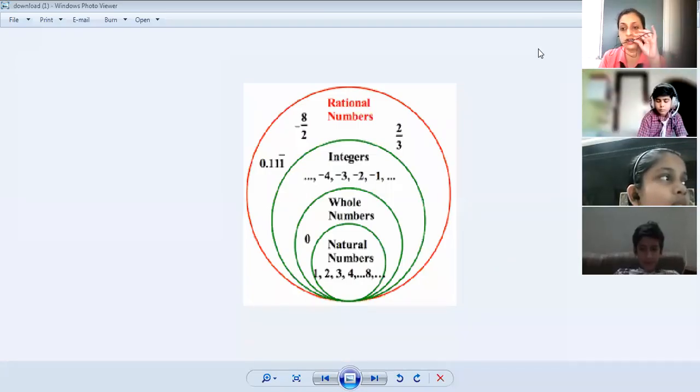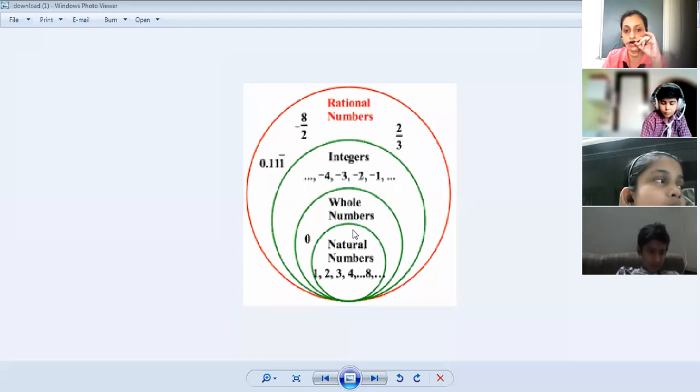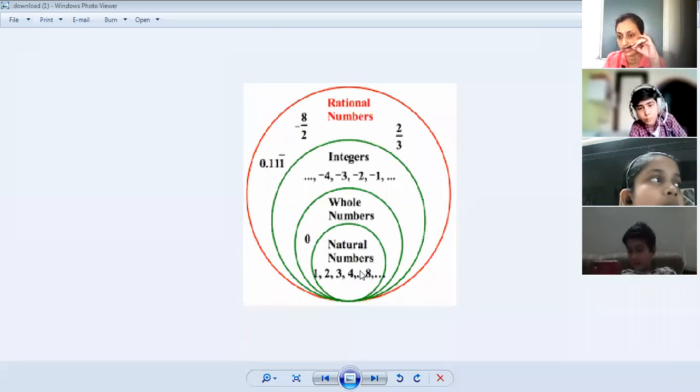Students, today we are going to start with chapter number 9, rational numbers. You have already learned about natural numbers. Natural numbers are those numbers which start from 1 onwards, like counting numbers. 1, 2, 3, 4, 5, 6 and so on are called natural numbers.